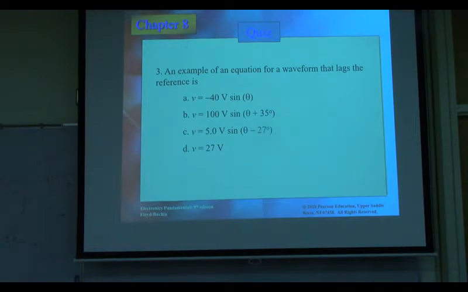The opposite of lag is called lead, L-E-A-D. Which one leads? B. Lag is later than the reference, lead is earlier, like 35 minutes early. What is D? It's not a function of time, it's a constant. D just means one direction. So what signal do we call that? In this class today we discuss AC source, AC voltage and AC current. What is D? Direct. It's called DC, right?